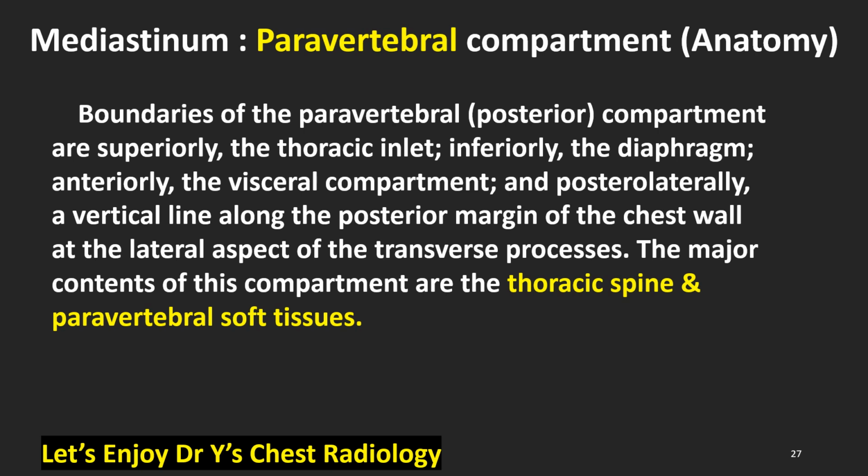Mediastinum, paravertebral compartment anatomy. Boundaries of the paravertebral posterior compartment are superiorly the thoracic inlet, inferiorly the diaphragm, anteriorly the visceral compartment, and posterolaterally a vertical line along the posterior margin of the chest wall at the lateral aspect of the transverse processes. The major contents of this compartment are the thoracic spine and paravertebral soft tissues.